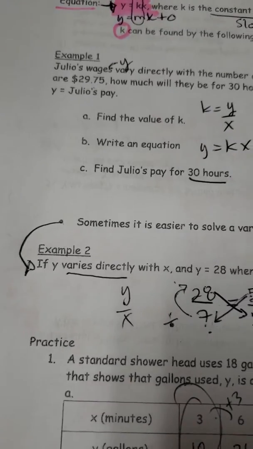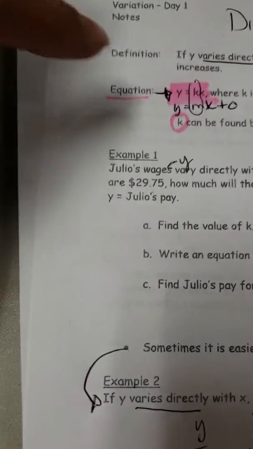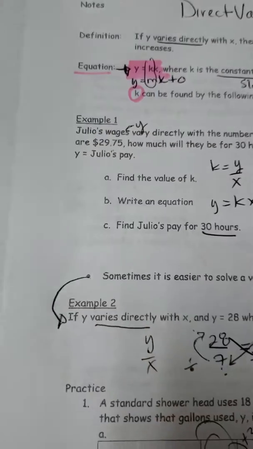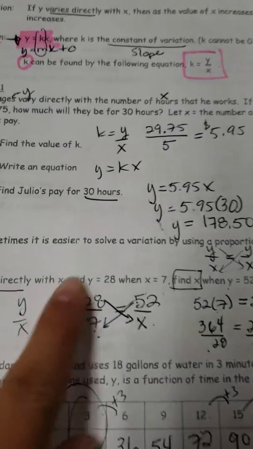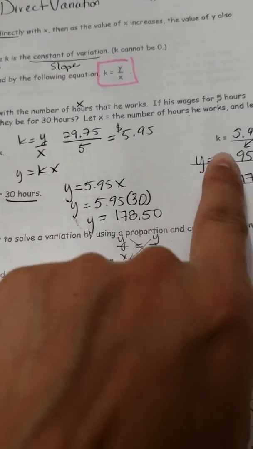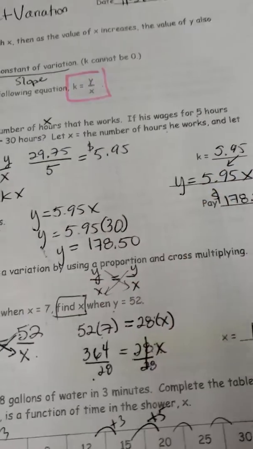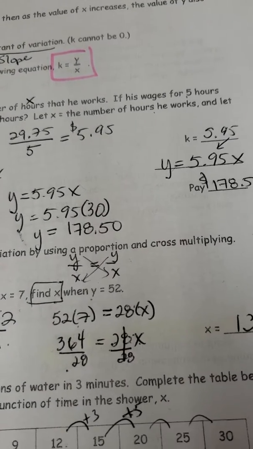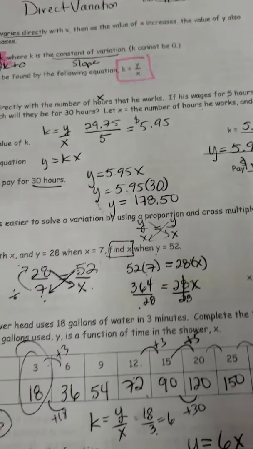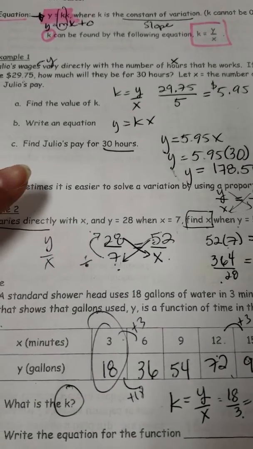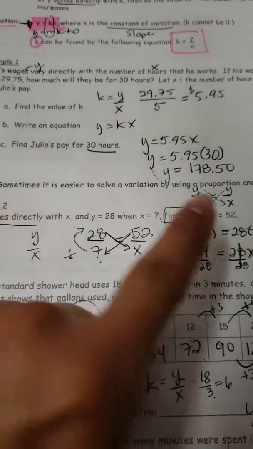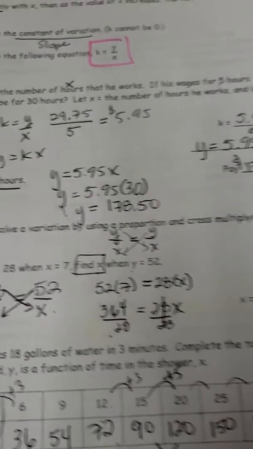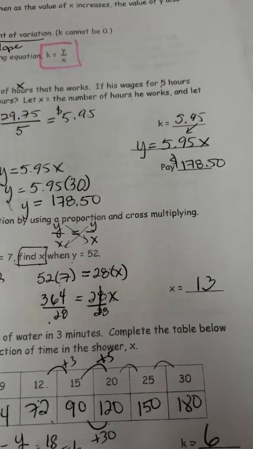The next step is to write the equation. So if you go back to your notes, that's our equation, y equals kx. We already found the k was $5.95, so just put it in place of k, and there's our equation, y equals $5.95x. Then, in order to find how much he gets paid for 30 hours, we plug it in place of x into our equation, multiply it, and we get $178.50.